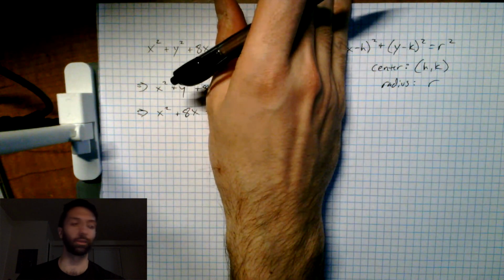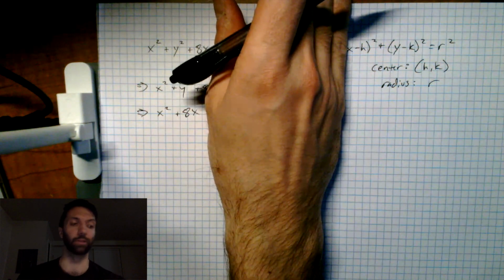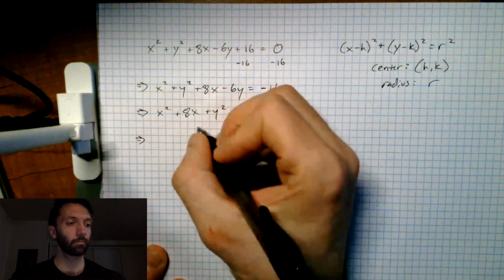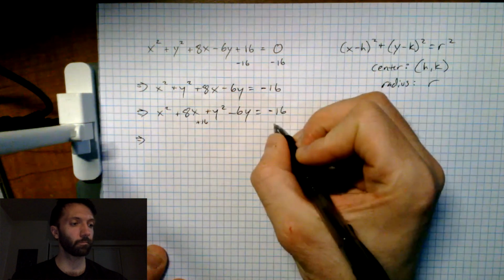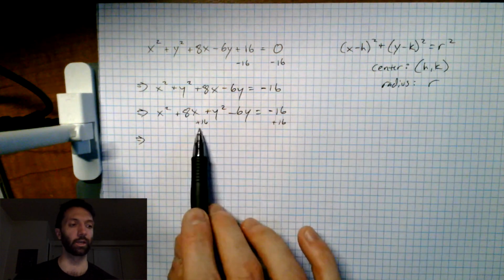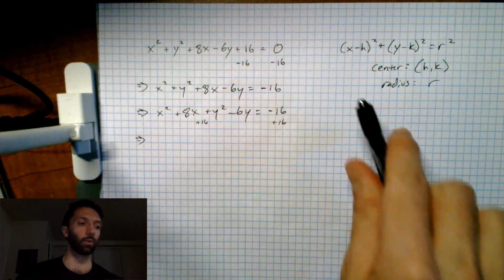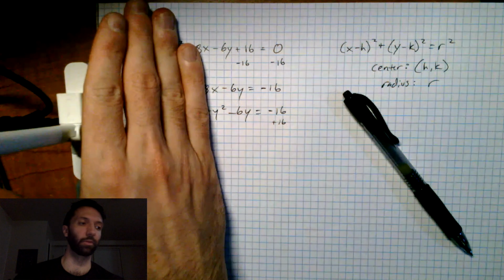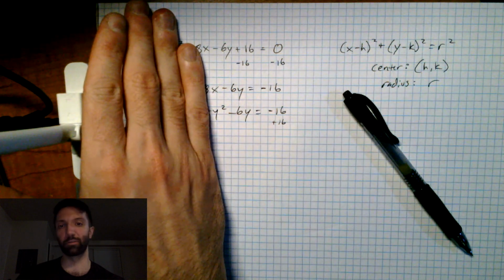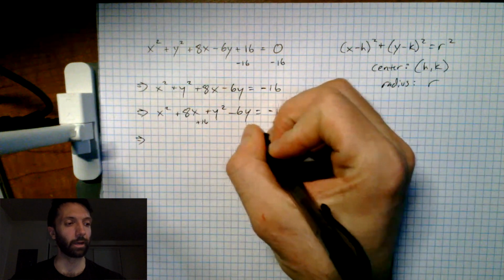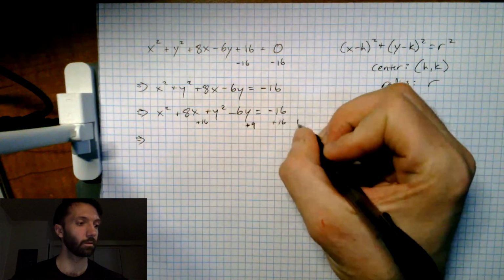So I'm going to cut the 8 in half to get 4, and square that 4 to get 16. So I add 16 to both sides. Whatever you do to one side, you got to do the other. And then I will complete the square for my y terms. So I will cut the negative 6 in half to get negative 3, square the negative 3 to get positive 9. So I'm going to add 9 to both sides.